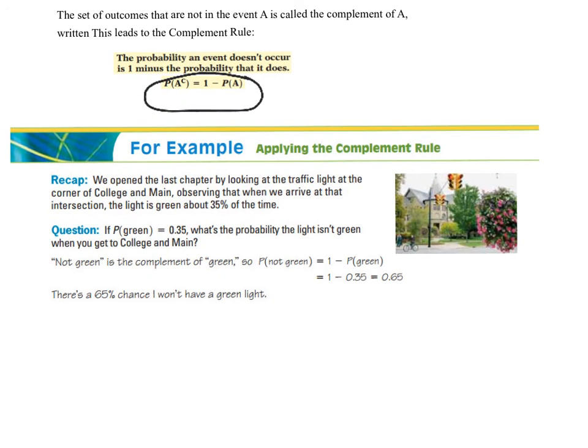We opened the last chapter by looking at the traffic light. It says the light is green about 35% of the time. If the probability of the light being green is 35%, what's the probability that the light is not green? I think most of you can probably do this in your head, but it's just 1 minus the probability of it being green. So there's a probability of it not being green of 65%. Again, you're just taking the complement of the scenario and applying it.